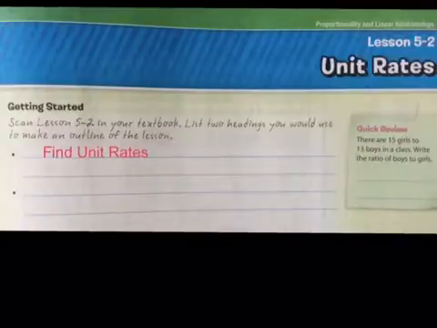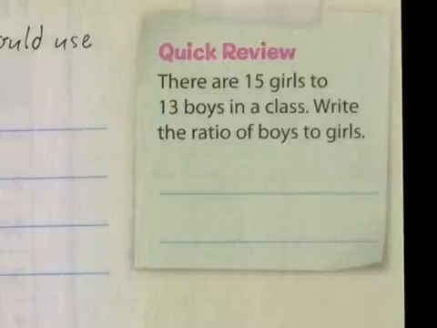This lesson is found on page 99. As you probably already know, we're going to find unit rates and compare unit rates. On the side we have the quick review. Let's go ahead and do it as a key answer.